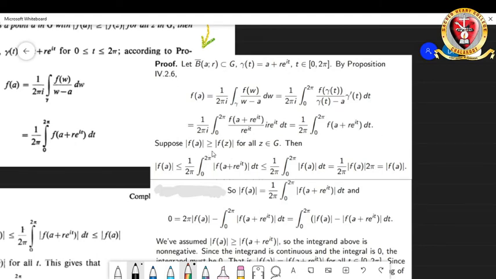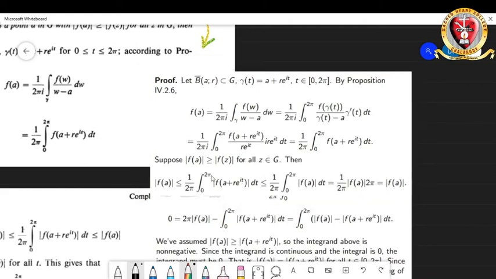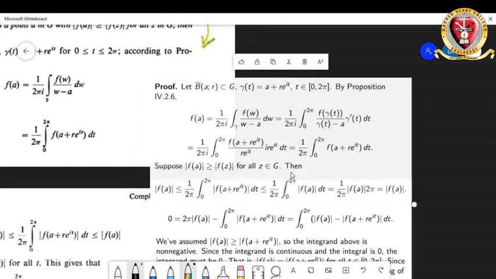Now we are assuming the hypothesis modulus of f of a is greater than or equal to modulus of f of z for every z in G. So take the modulus of f of a. When you take the modulus of f of a, you get less than or equal to, by the property of integral and modulus, 1 by 2 pi integral from 0 to 2 pi modulus of f of a plus r e raised to i t dt, and you know that for every such point that will be less than or equal to modulus of f of a. That is what we have written here.